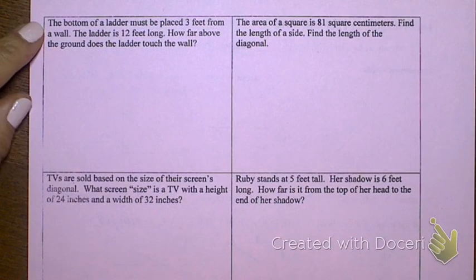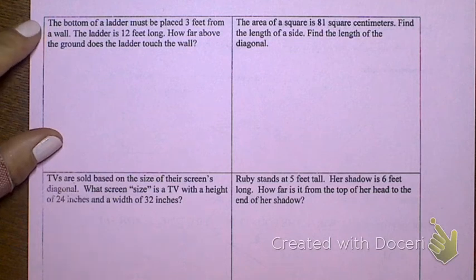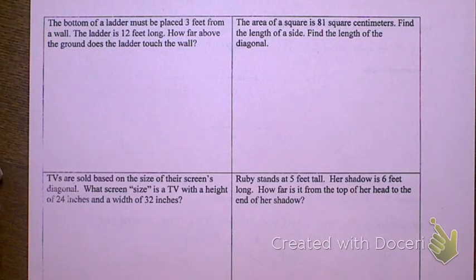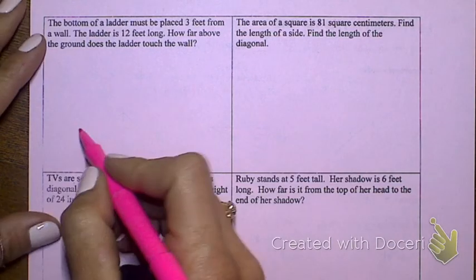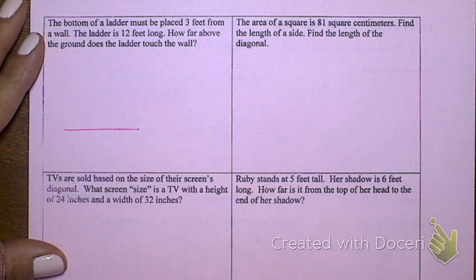It says the bottom of a ladder must be placed 3 feet from a wall. The ladder is 12 feet long. How far above the ground does the ladder touch the wall? Okay, so what do you have going on in this problem? What are they talking about? You've got a ladder. It's leaning against a wall, and it's also resting on the ground. Does that make sense? So let's draw that. Here's your ground. Here's your wall.